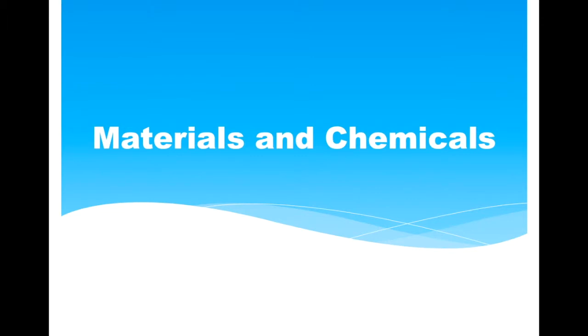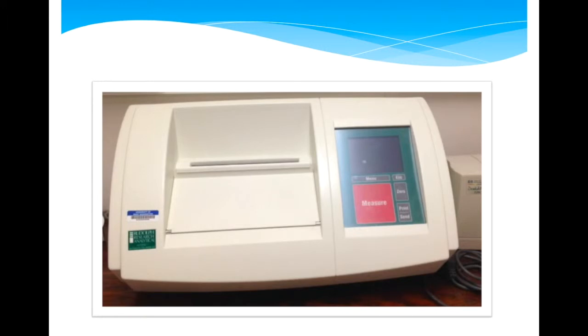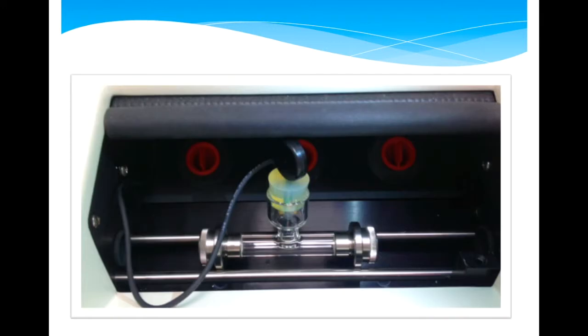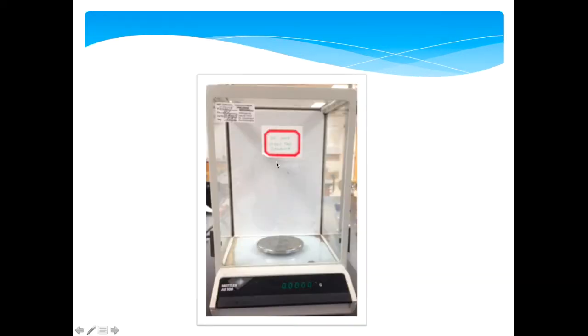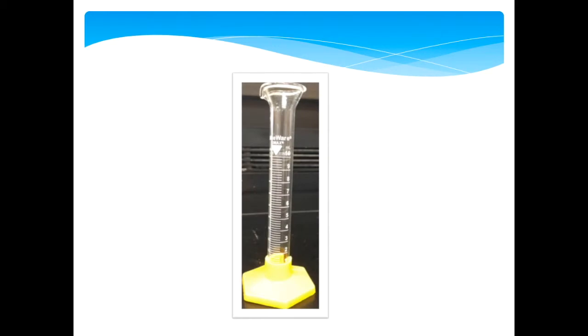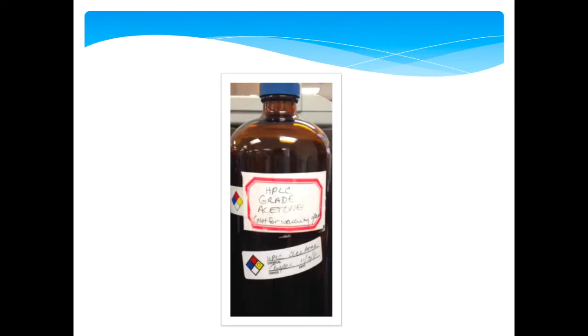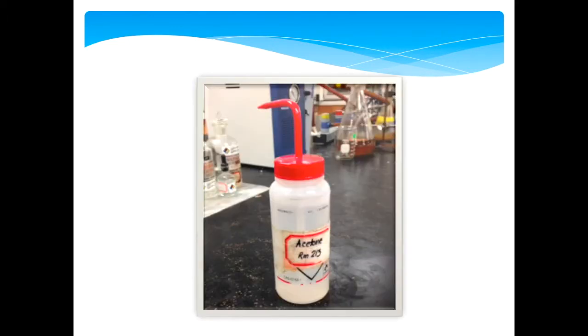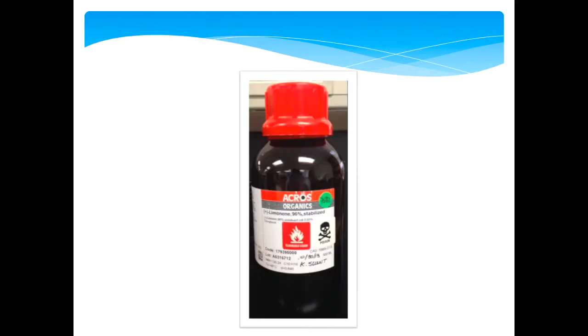The materials and chemicals needed for this experiment include the Rudolph Research Analytical Autopol 1 polarimeter. The sample chamber is to the left of the instrument panel. The inside of the chamber looks like this, with the cell and temperature probe. You will also need an analytical balance, two beakers, a pressure pipette, a 10 milliliter graduated cylinder, gloves, HPLC grade acetone, wash bottle acetone, and limonene.